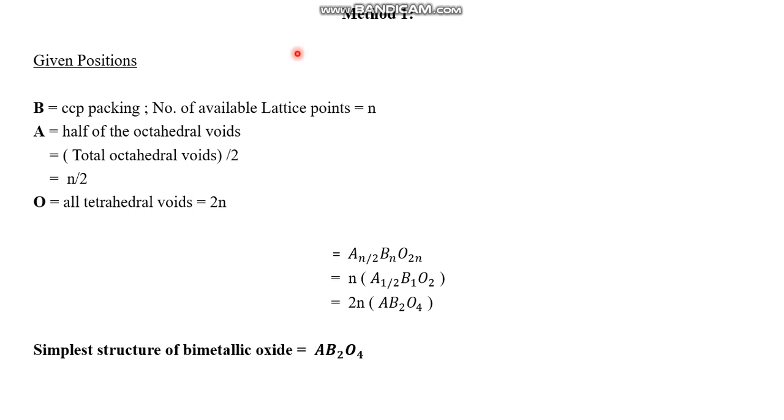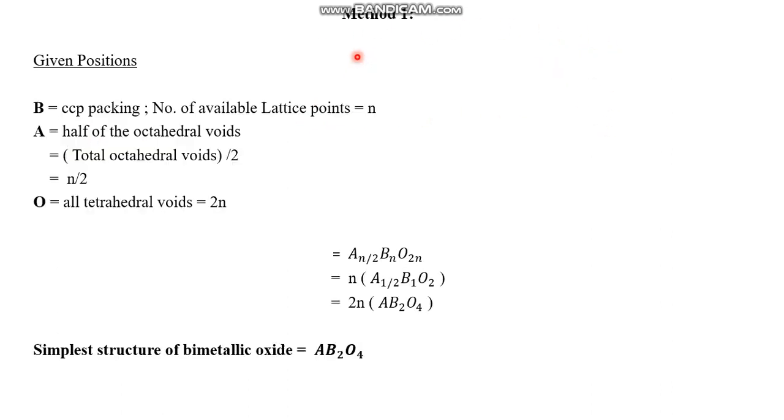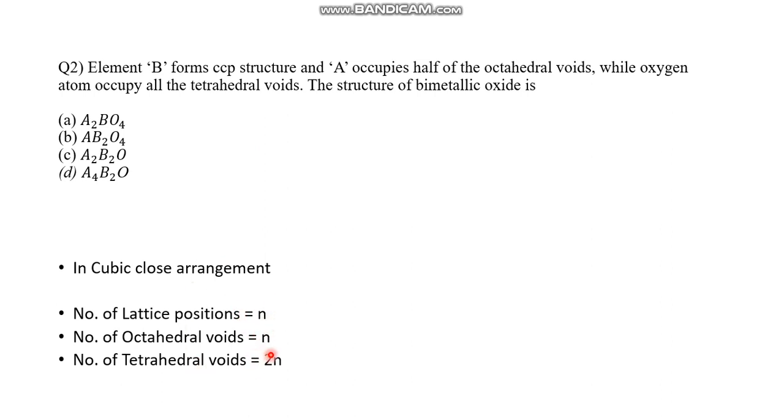So it's the position given. It's been mentioned in the question only that B is making CCP packing, so the number of available lattice points will be n. We understood just now in the previous slide that the number of available lattice points would be n. And A is occupying half of the octahedral voids, so it's been mentioned. A is occupying half of your octahedral voids. So the number of octahedral voids is n. If the lattice points is n, the number of octahedral voids would also be n.